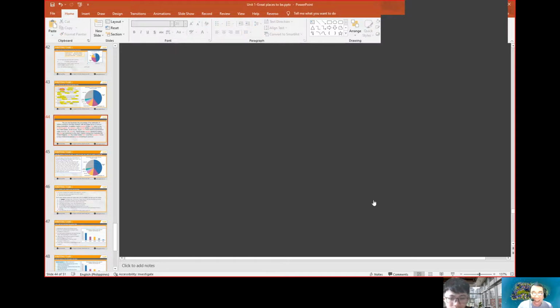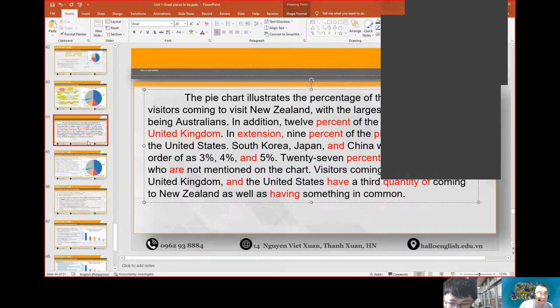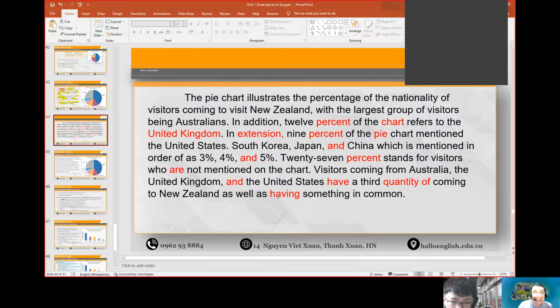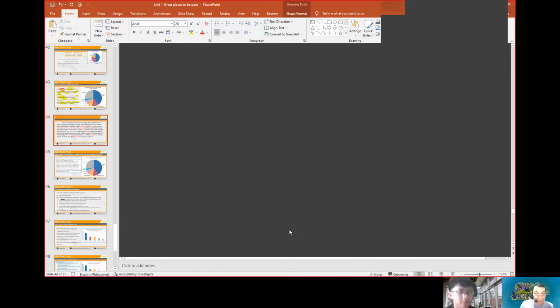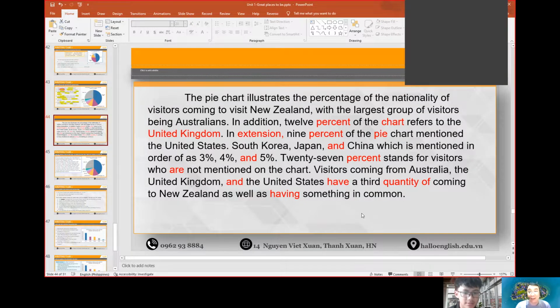So just only most third. We need to omit the most. Okay, so have a third quantity of coming to New Zealand as well as having something in common. Yes, have. Okay, methods. Oh, it's correct. Having something in common. Correct. As well as having something in common.